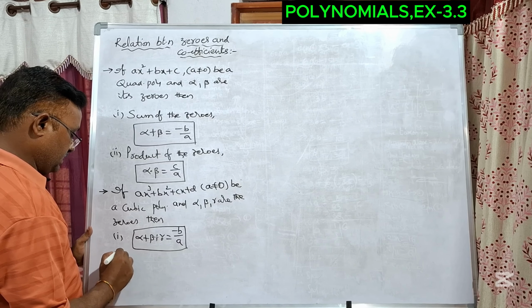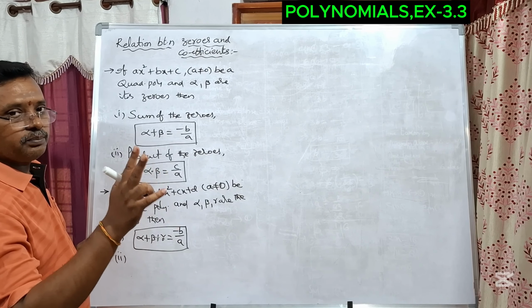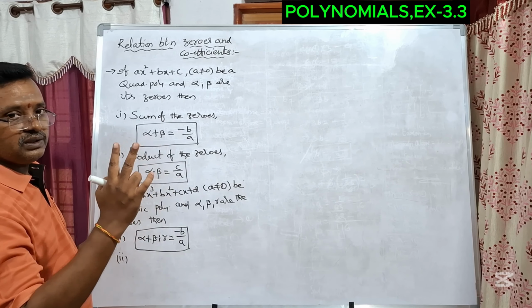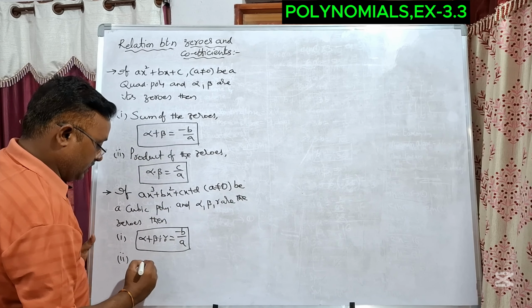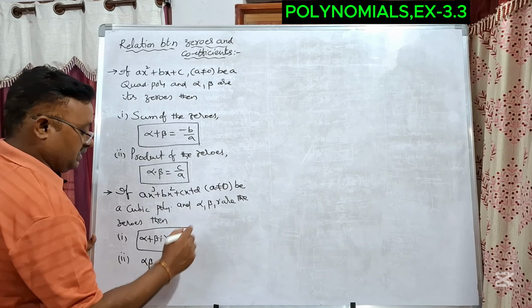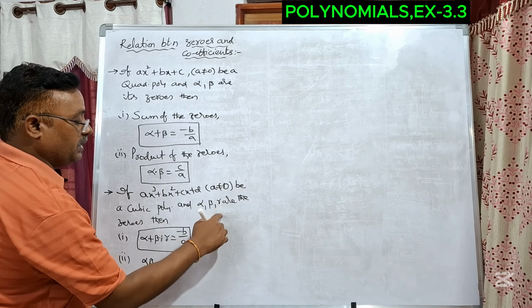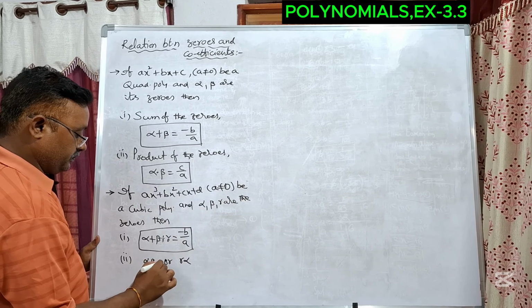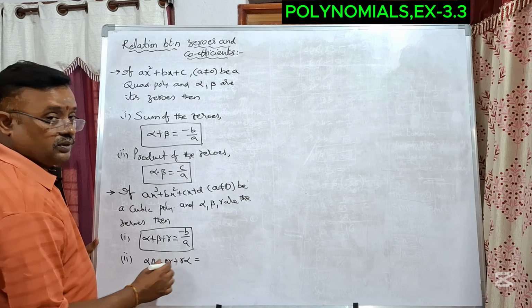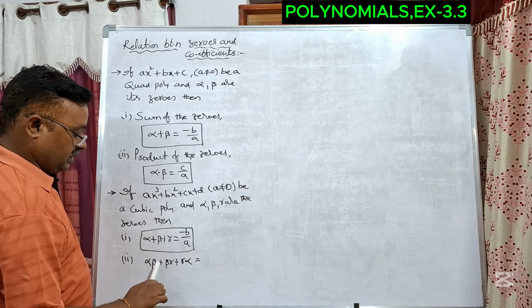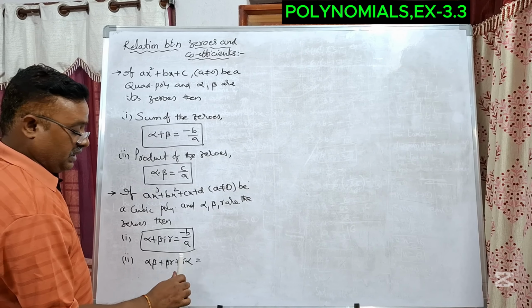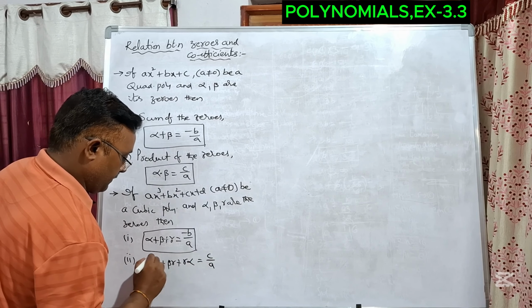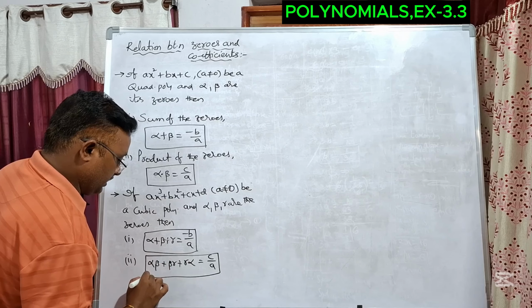And the second one is the sum of the product of the two zeros taken at a time, which means alpha into beta, beta into gamma, gamma into alpha. The sum of the products of the two zeros taken at a time is equal to c by a, this is plus c by a. Okay, this is the second formula, second relation.